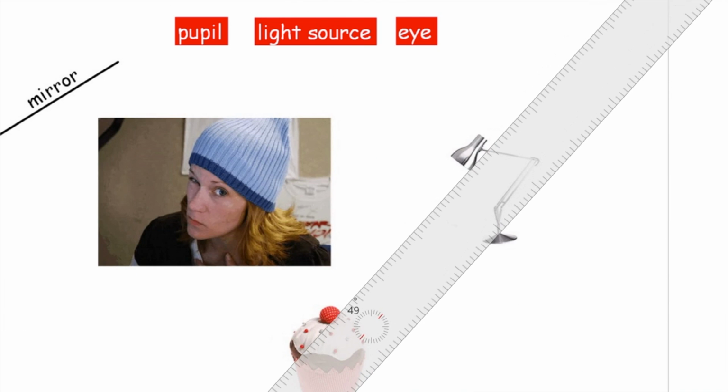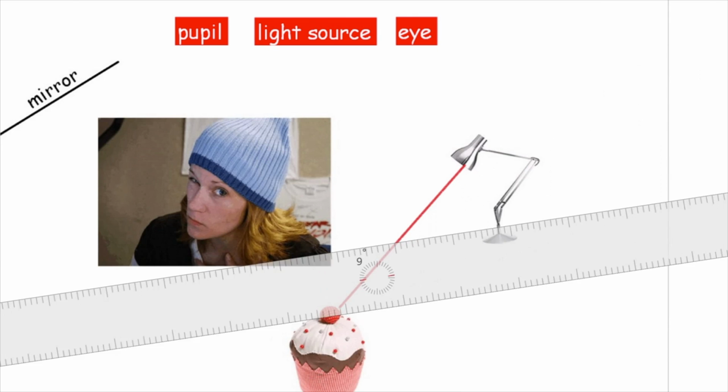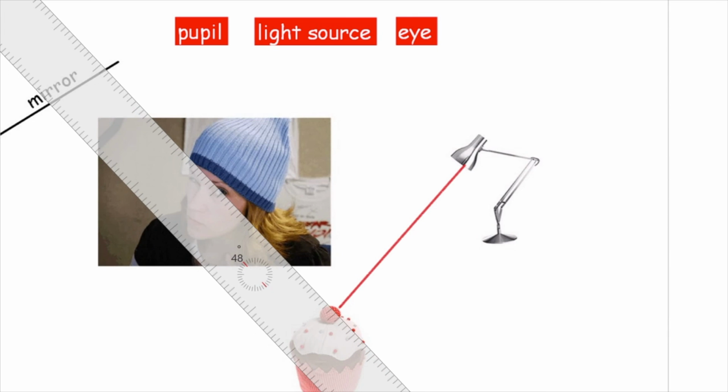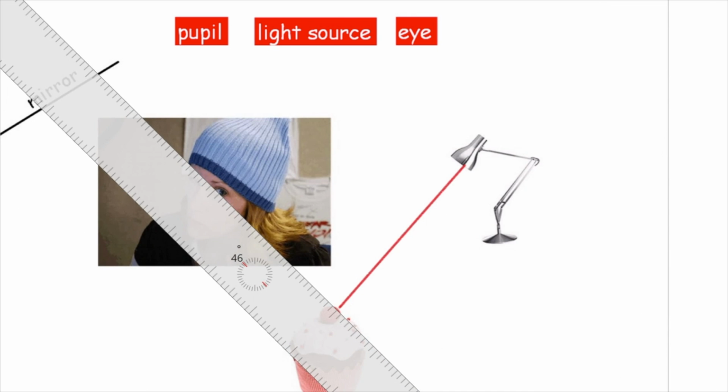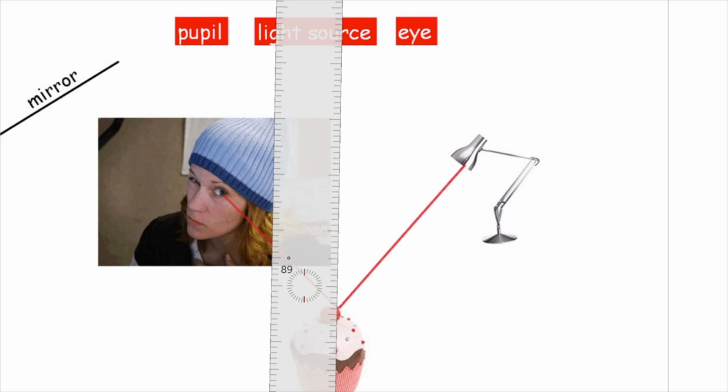Okay, you need to draw two rays of light because the light is reflecting off. Let's use purple. Too thick. Remember the law of reflection. The angle of reflection equals the angle of incidence. And we use an imaginary line, the normal, to measure those angles.